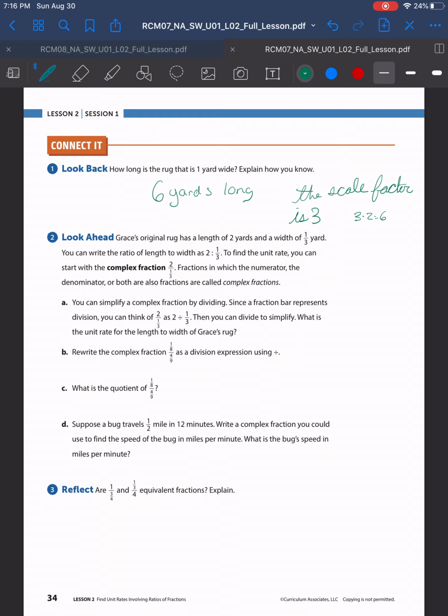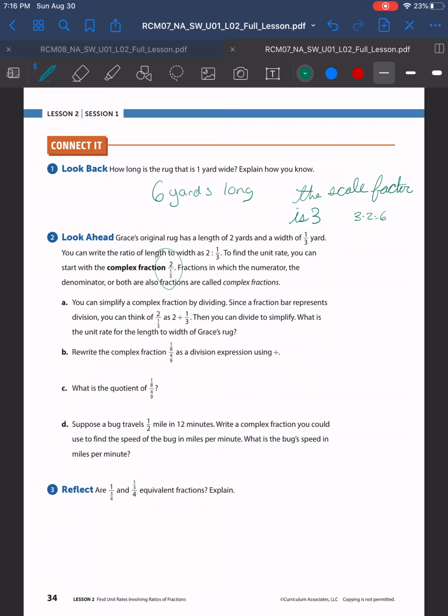Grace's original rug had a length of 2 yards and a width of 1/3 yard. Can you write the ratio of the length of 2 to 1/3? To find the unit rate, you can start with the complex fraction 2 divided by 1/3. Fractions in which the numerator and the denominator, or both, are fractions are called complex fractions. Complex fractions look weird, okay?